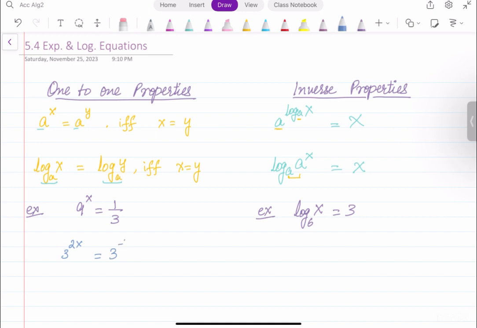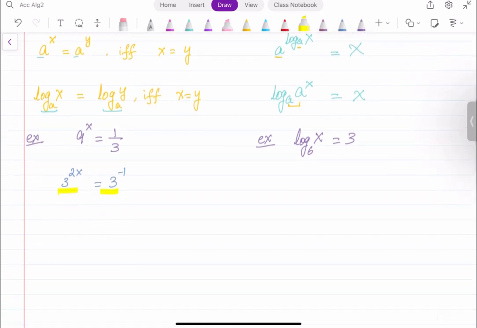So I can write 9 to the power of x as 3 to the power of 2x, and 1/3 can be written as 3 to the power of -1. We have the bases are the same, so this implies I can set the exponents equal to each other. So 2x will be equal to -1, and that will give you x is equal to -1/2. Let's apply the property with another example.